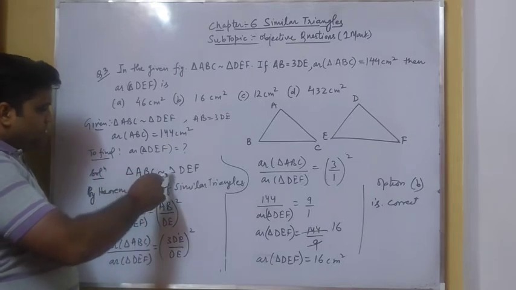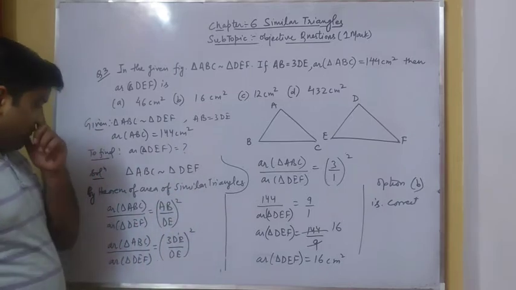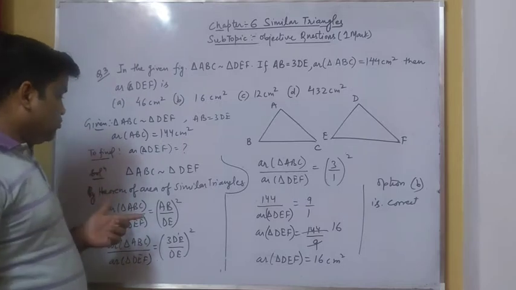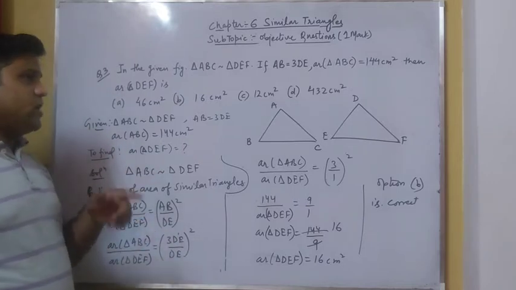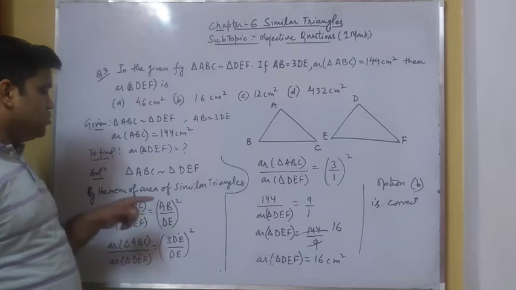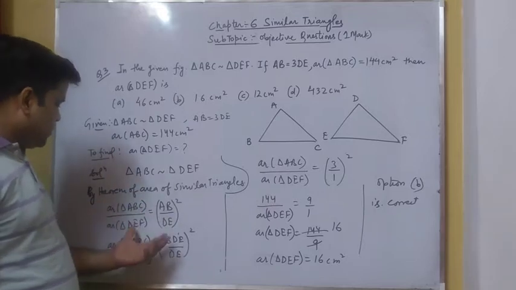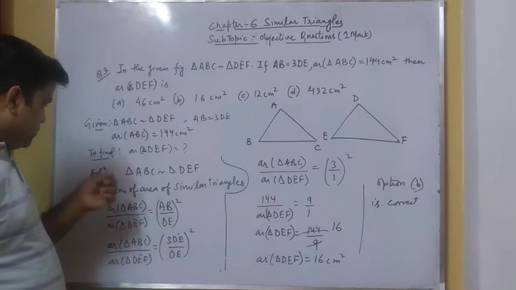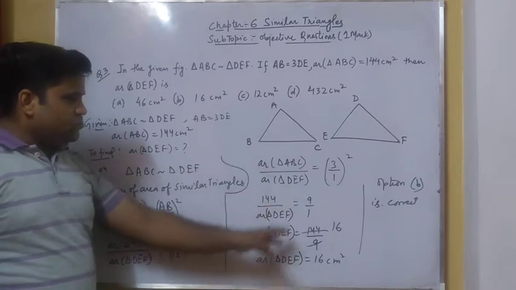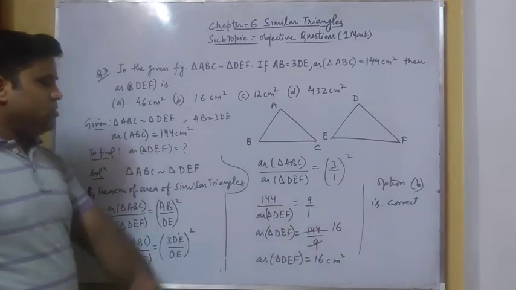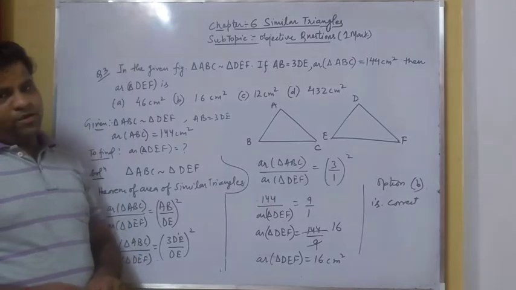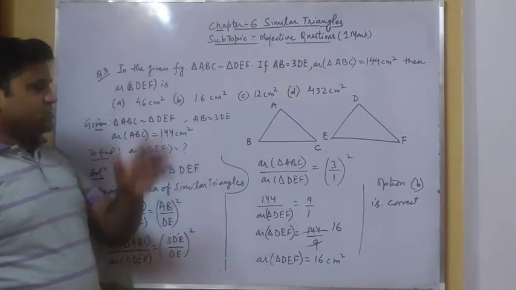As triangle ABC is similar to triangle DEF, by using the theorem of area of similar triangles, we know that the ratio of the areas of two similar triangles is equal to the square of the ratio of any two corresponding sides. So writing this here using the theorem and putting all the values, we get the area of triangle DEF is equal to 16 centimeters square after solving. So here our option B is correct, which is the required answer.